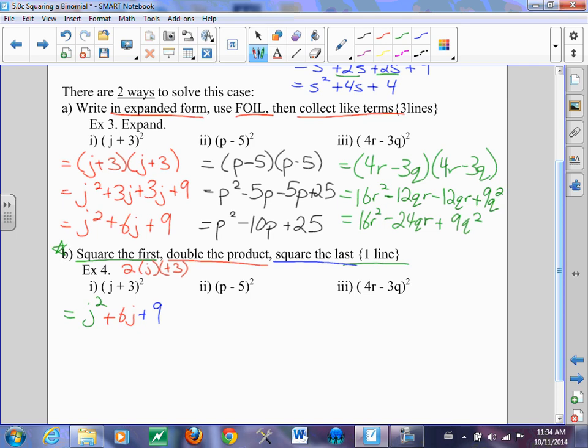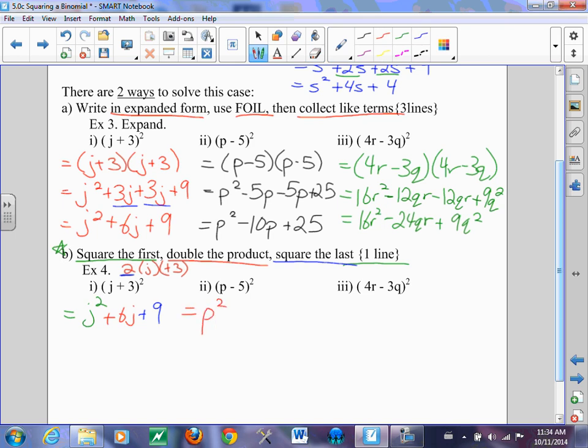Okay, ladies and gentlemen, the double the product comes from the realization that the 2 middle terms are the same, so you're going to double them. Okay, so that's why we double them, because it occurs twice. Okay, all right, let's take a look at the next one. Let's try it without the color coding. So square the first, p times p is p squared.